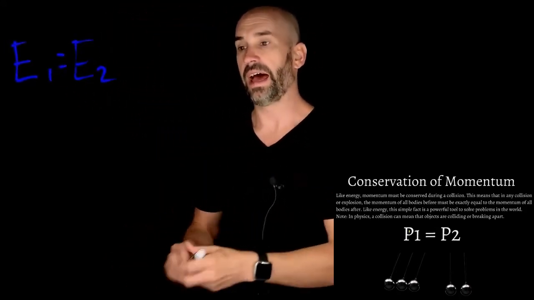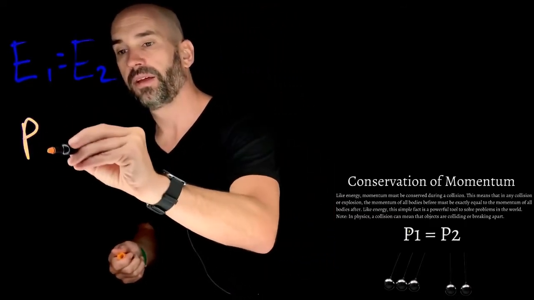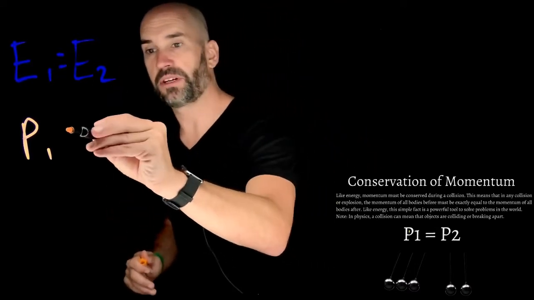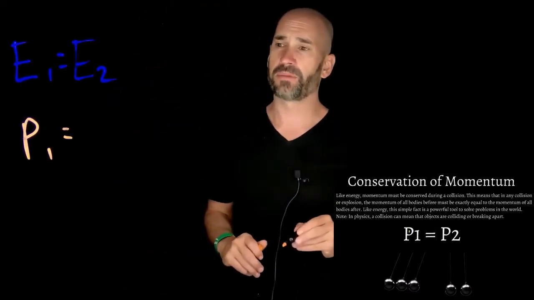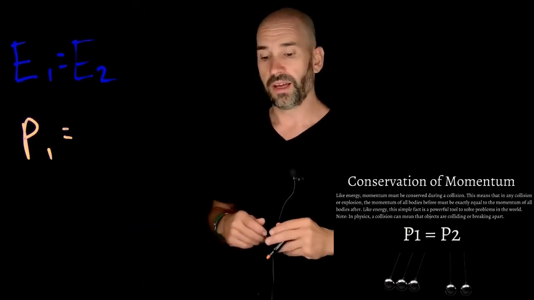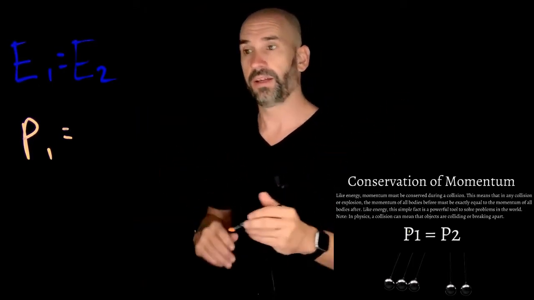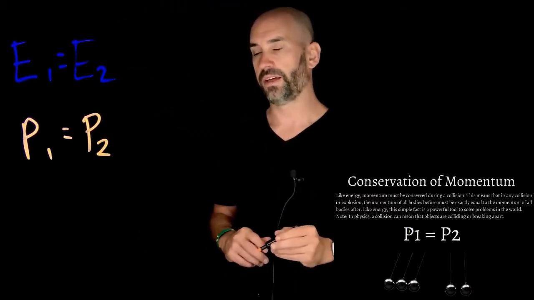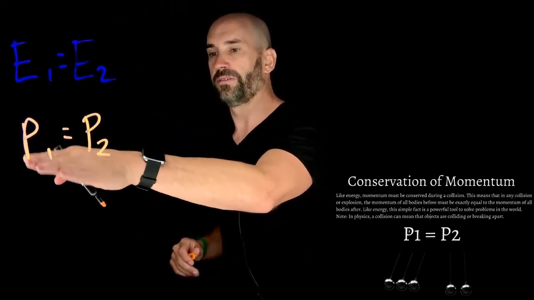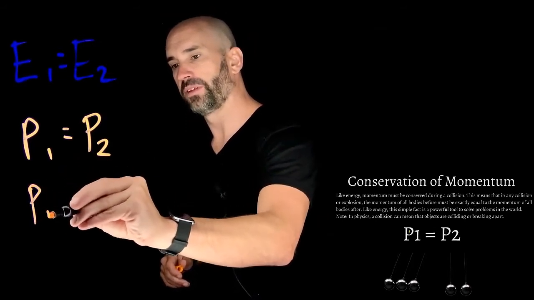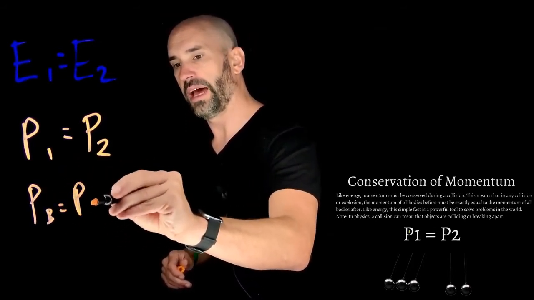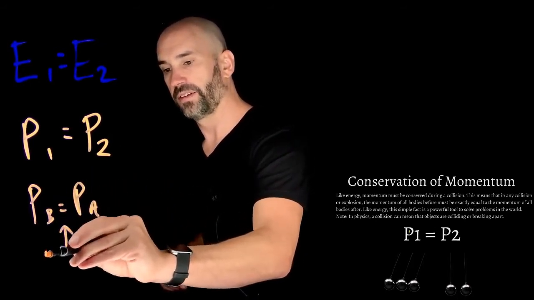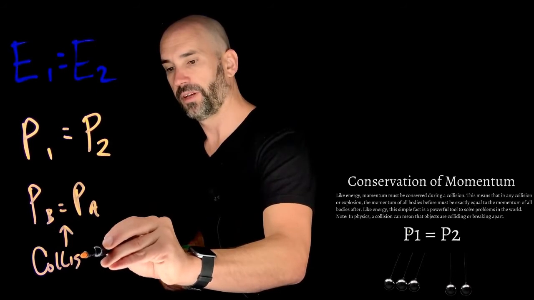We now have that the momentum before a collision of all objects, the total momentum of all objects in a collision, sometimes there's just two, and sometimes there's many, must equal the total momentum of all the objects after a collision. Another way to say this is momentum before must equal the momentum after, where before and after refer to a collision of some kind.